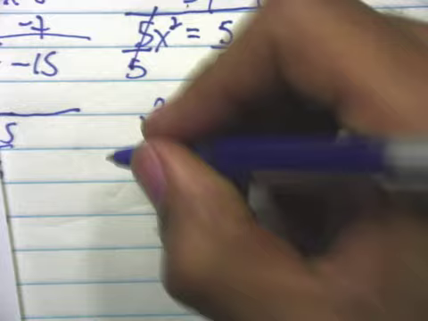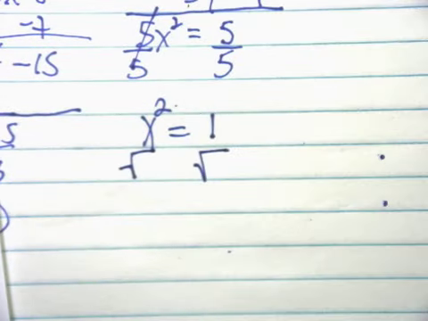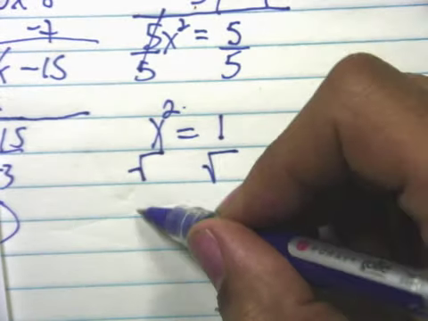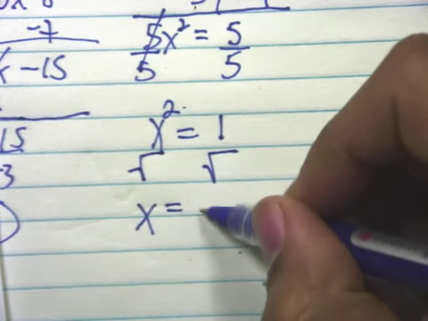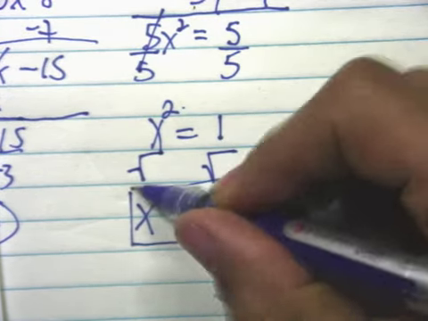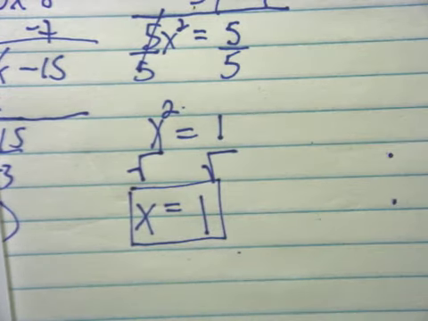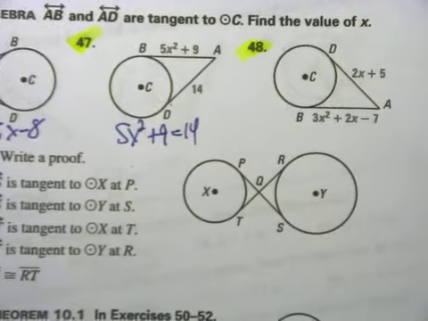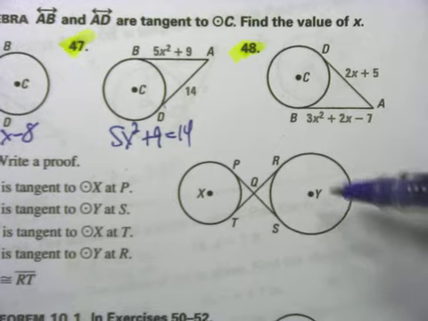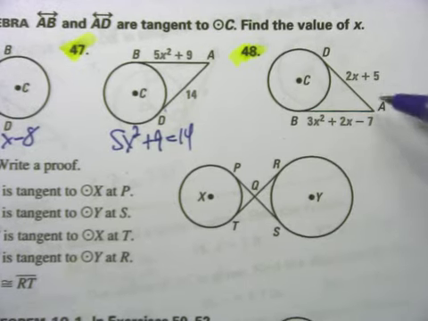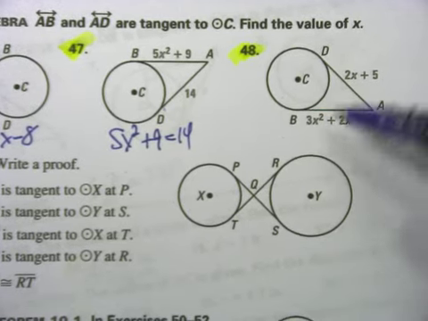I am going to divide both sides by 5. So then these cancel out and x squared is equal to 1. But I don't want x squared, I want x. Well, how do I get x? Well, I take the square root of x squared and the square root of 1. The square root of x squared is x, and the square root of 1 is 1. So x is equal to 1.